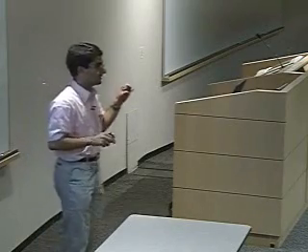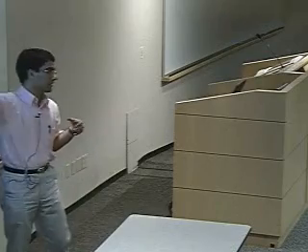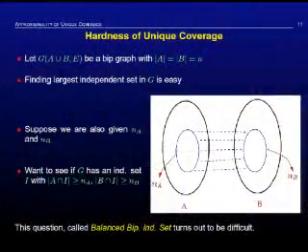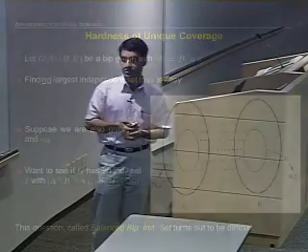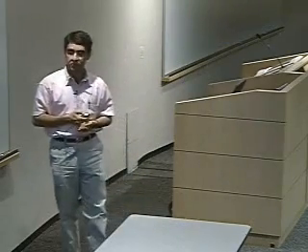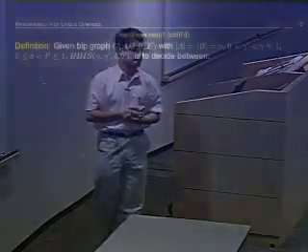So we put some restriction. We don't want a very imbalanced bipartite independent set, just picking one part and not the other part. So we have some restriction on the number of vertices you can pick from each part. Now, this variation, which is called balanced bipartite independence, turns out to be a difficult problem. And we are going to use a reduction from this variation to unique coverage.